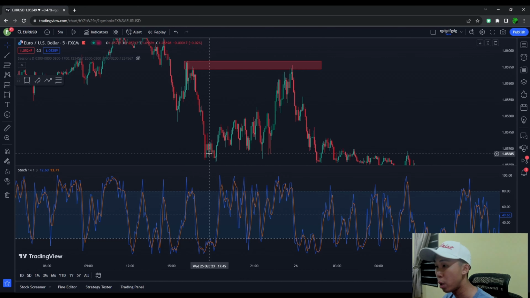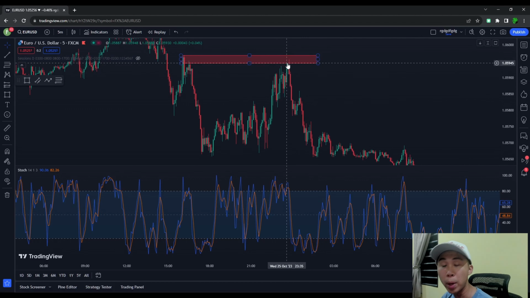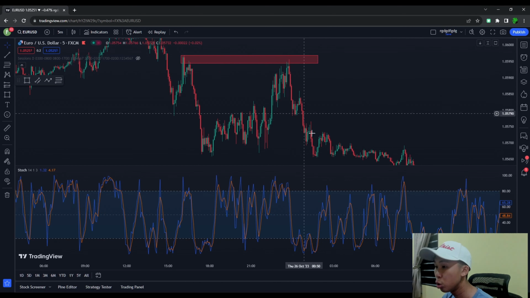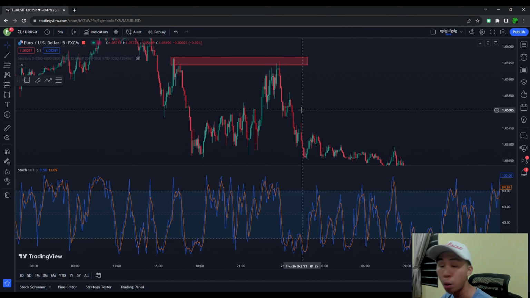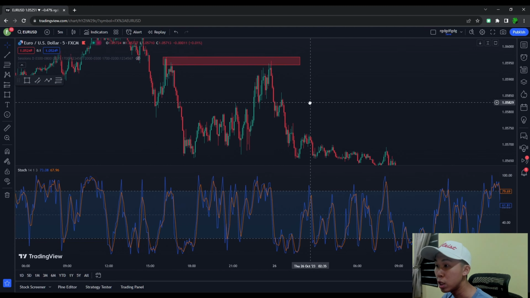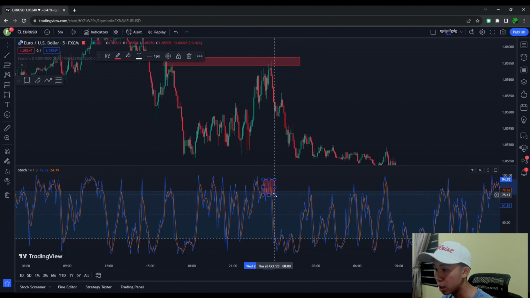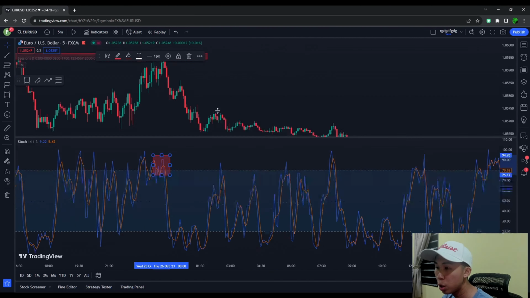So how do we trade off this? We want to wait for price to come back again to this supply zone, hoping that price will be rejected once again to the downside. But what is the confirmation? This is where you have to observe the stochastic, over here. So what do you need to notice?